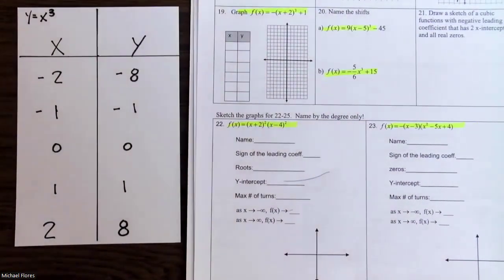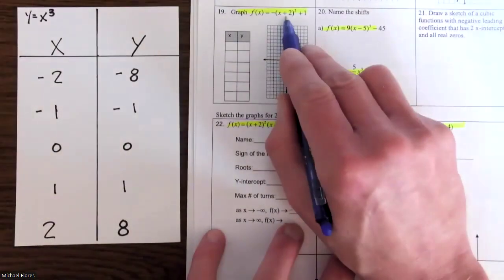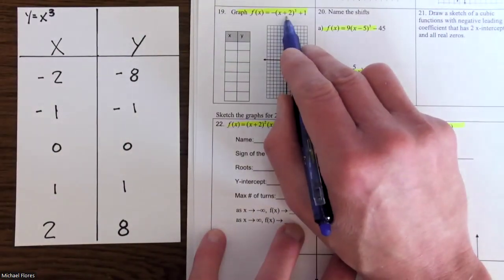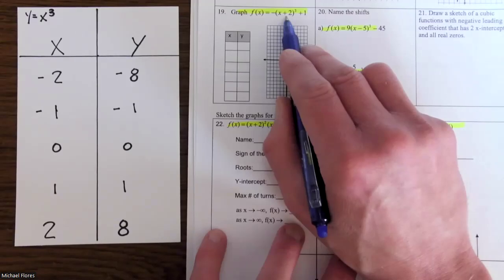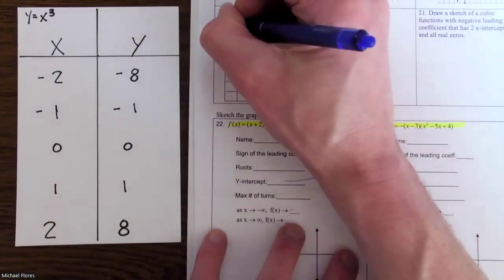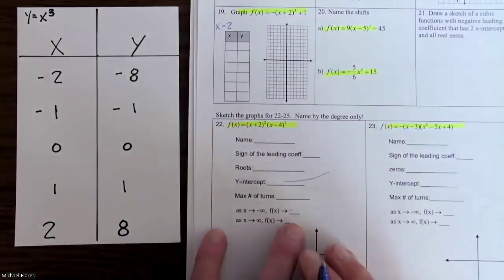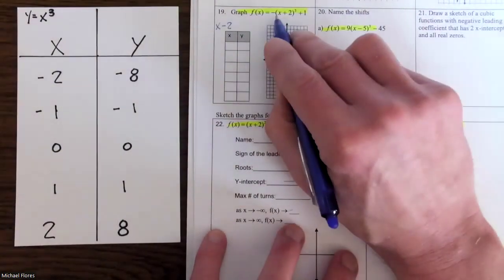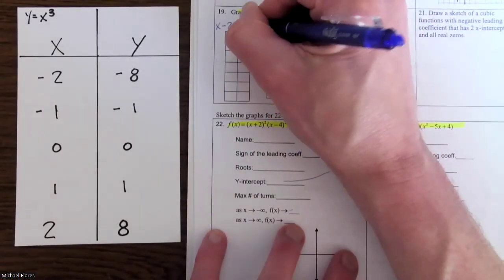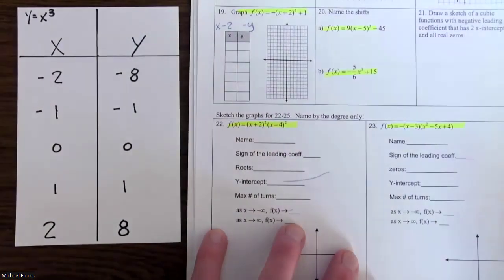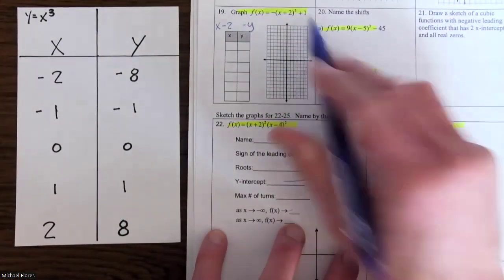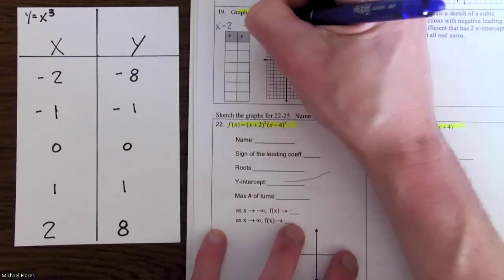Now I'm going to start building my transformation table. Inside the equation, x plus 2, that means this graph is actually shifting left 2. So I'm going to write x minus 2 in the x column. You see that negative in front of the parenthesis? Let's do negative in front of y. And then that plus 1 to the right of the parenthesis, we're going to do plus 1 to the right of y.